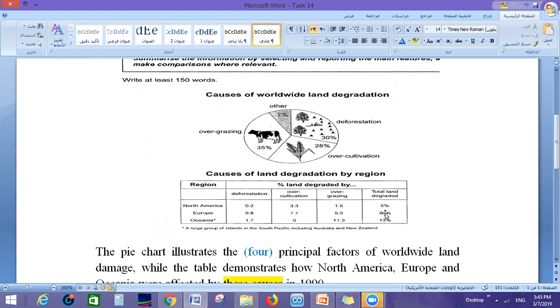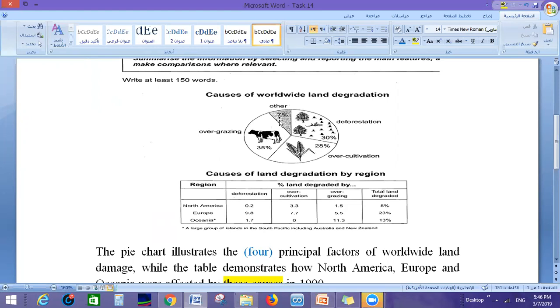Now, how would I approach a task like this for a basic band 7 or even band 7 plus? The minimum I suggest doing would be to choose 2 features and to compare them. The easiest would be the lowest number and the highest number. Okay, so that would be the easiest way.